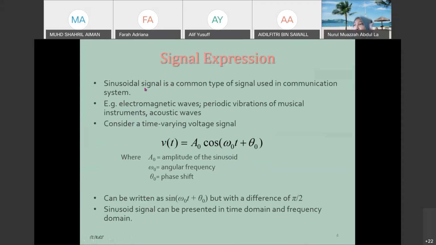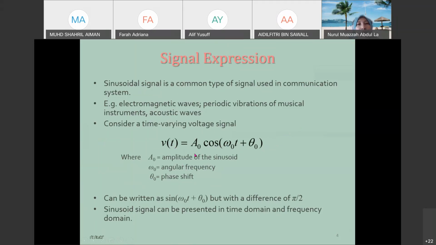So first, for the sinusoid signal, we can express the signal in terms of time domain. It is actually a common type of signal used in communication systems. Sinusoidal signal means cosine and sine signal. For example, an EM wave, periodic vibrations of musical instruments, and also acoustic wave. So this is the equation for the time varying voltage signal: v(t) = A naught cos(omega naught t + theta naught). This is an example of sinusoidal signal, and how we represent it in terms of time domain mathematical representation.